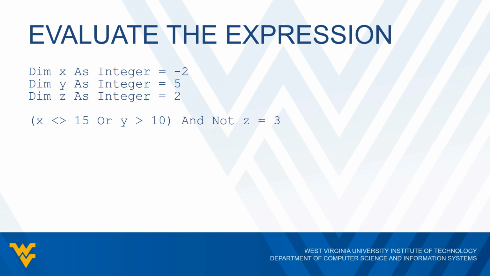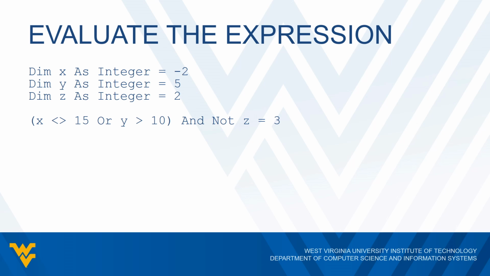We'll take the same code from before, except now we change our third condition. Instead of checking if z equals 3, we're now going to check the not z equals 3. So see if you can figure out what this expression is going to evaluate to.